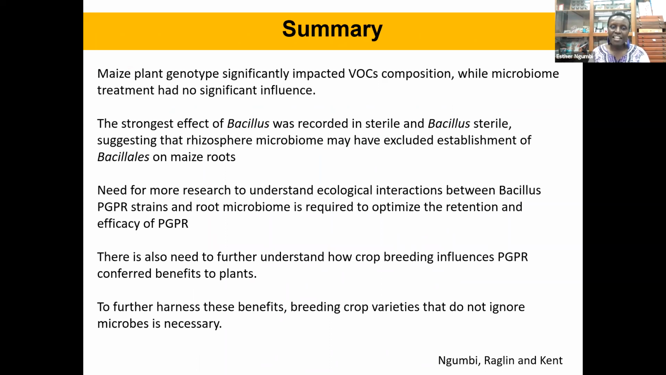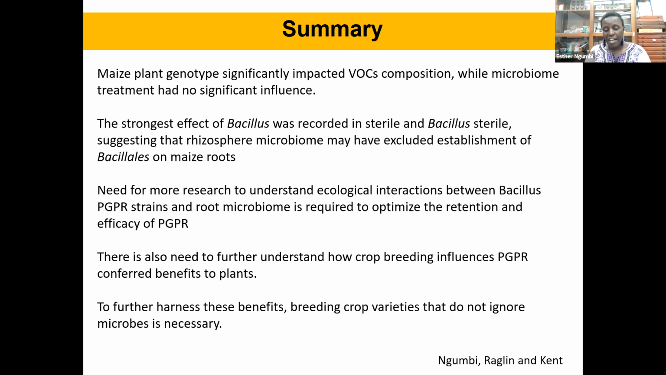So in summary for this project, we saw that maize plant genotype does impact volatile composition, while we did not see a strong effect when it comes to the microbiome. We see strong effects only in the sterile soil. So it's clear that the rhizosphere microbiome may have excluded the establishment of our inoculated Bacillus. This lays out the need for more research to understand the ecological interactions between Bacillus PGPR strains and other microbes in the root microbiome, so that we can optimize retention and improve the efficacy of these inoculants. So we will continue to investigate this.